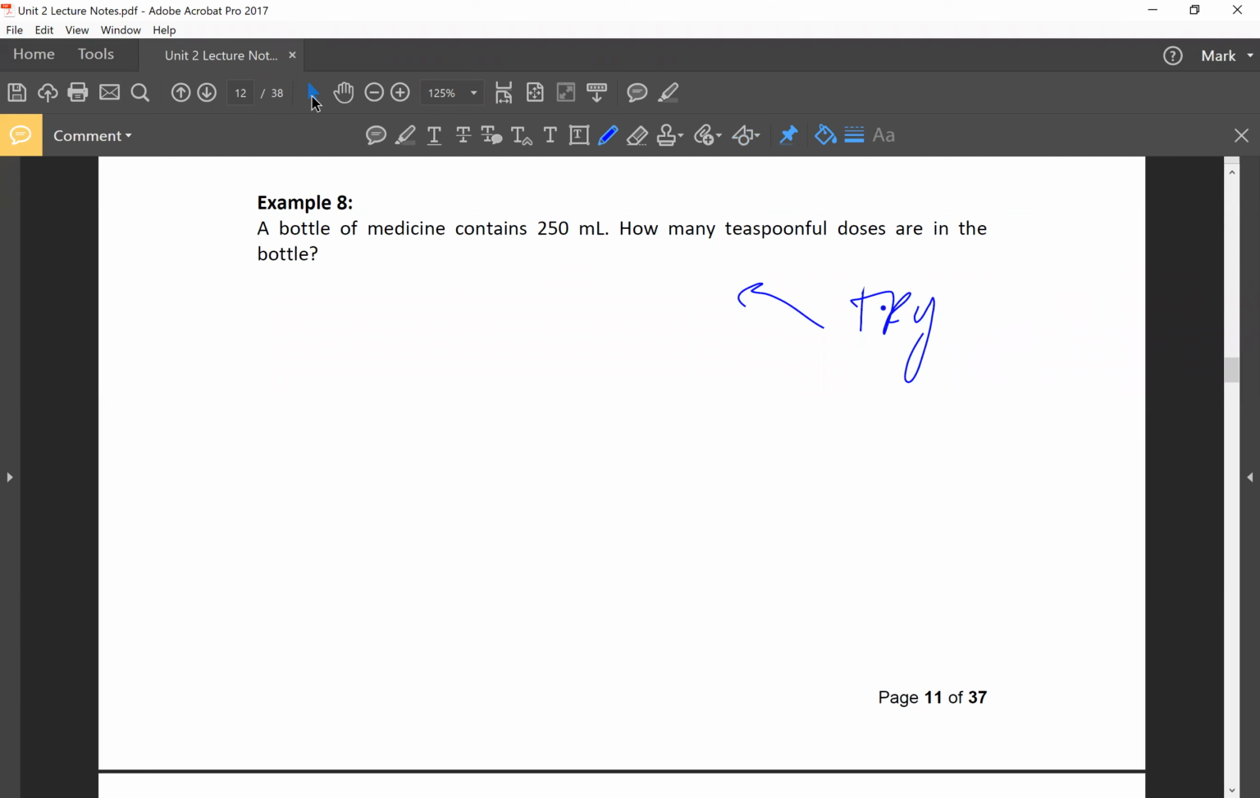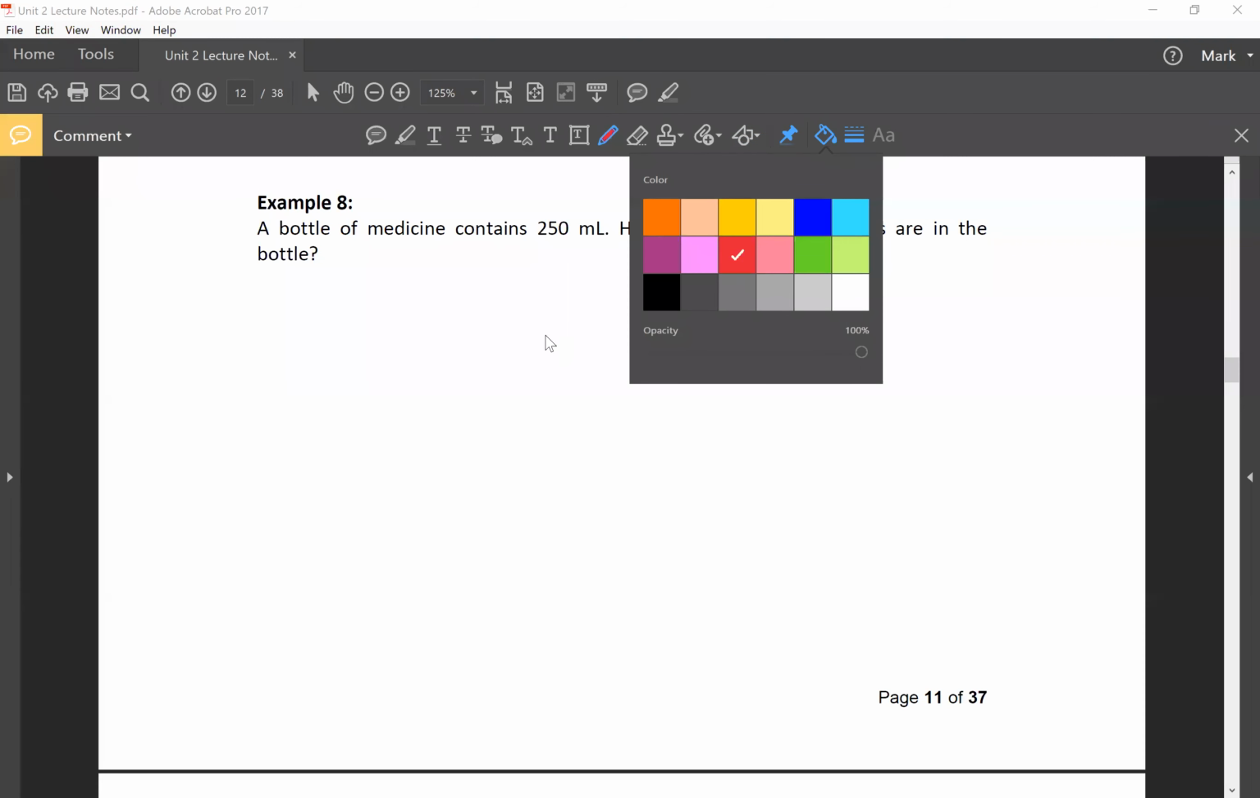What's going on with my pen here? Hold on. Let me get rid of this. Go back to red. Let's see what we get.